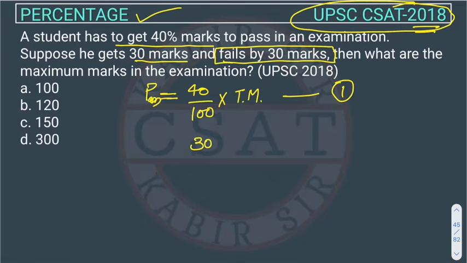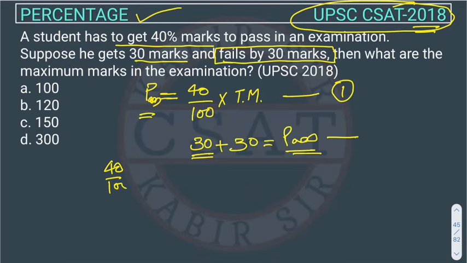But he fails, he is getting 30 marks less than the passing marks, right? So he got this marks. If we add 30 marks, so he will get pass or not? Tell me this. He will pass the exam, right? So this pass and this pass will be equal or not? So what will be the equation?